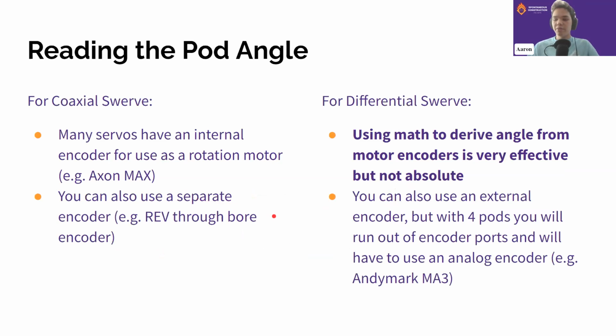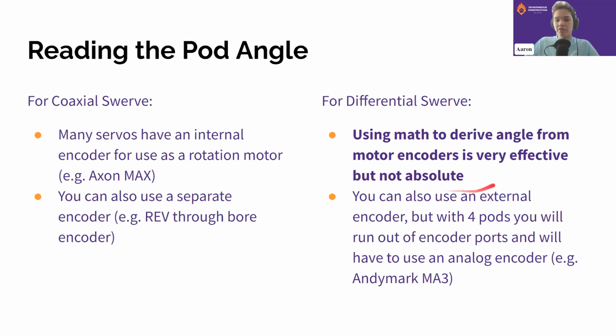Okay, so something very important for any swerve drive is that you are able to read the angle of the actual pod. And in terms of coaxial swerve, if you're using a servo, which I personally recommend for coaxial swerve, then a lot of servos have an internal encoder which you can actually read, such as the Axon Max servo. You're also able to use a separate encoder like the REV Through Bore encoder, but there is an issue in that those encoders aren't absolute, which will be an issue for all of these, which we can talk about later.